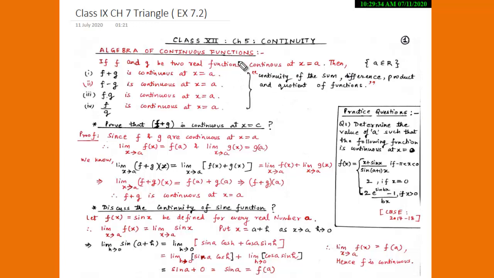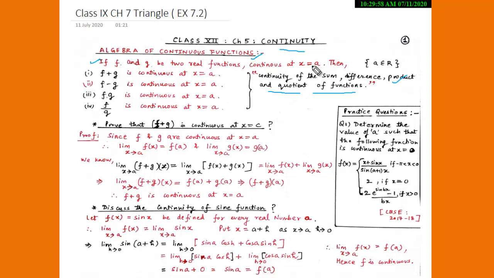Students, today in this video, we will do our next topic of chapter 5, continuity, which is algebra of continuous functions. So, as you all know, here algebra means continuity of the sum, difference, product and quotient of functions. To understand it, let us take two real functions f and g, which are continuous at x equals a.